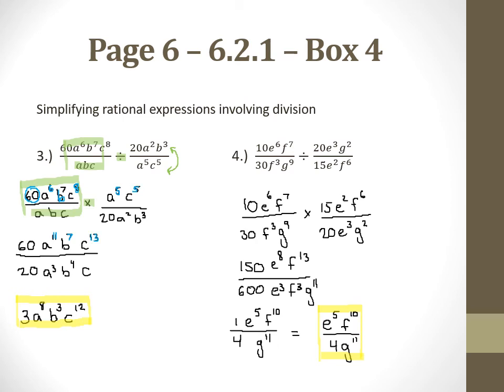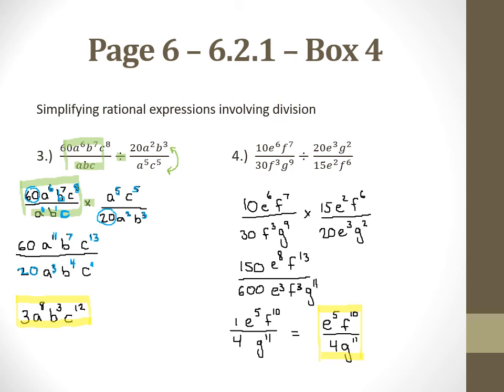In the denominator, the only whole number was the 20, so we brought that to the front as a coefficient. Powers of a, we had a to the first and a to the second. 1 plus 2 gives us a to the third. Powers of b, we had b to the first and b to the third. 1 plus 3, b to the fourth. And powers of c, we just had this 1c to the first power.